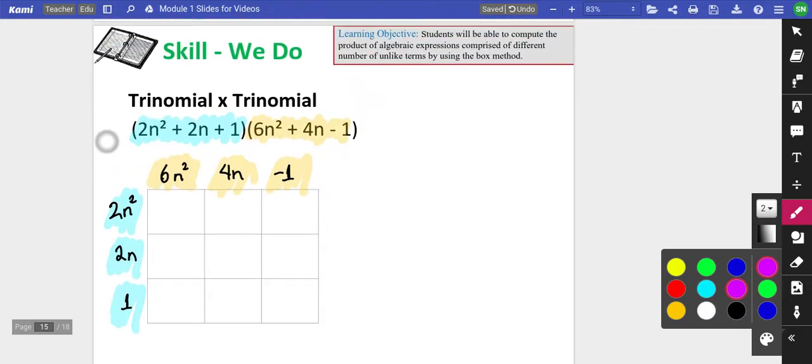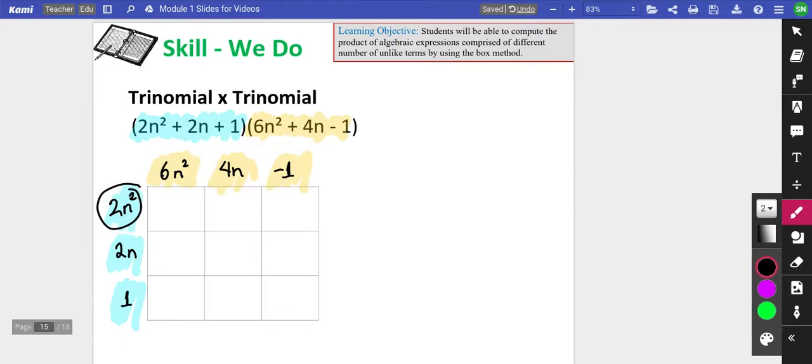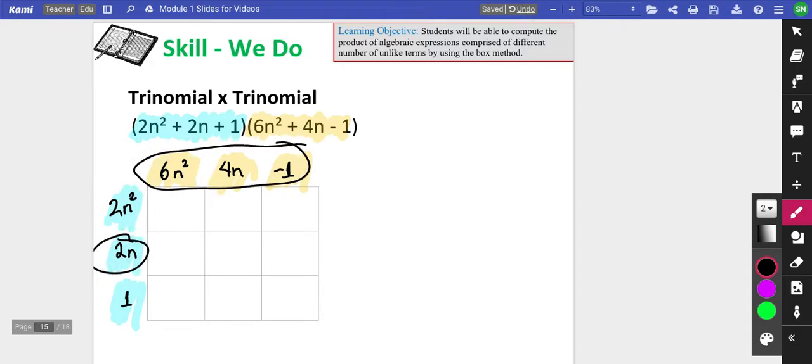Using the same method, we can easily do a more challenging problem such as this one. It would be the same thing. Multiply 2n squared times everything at the top to get the first row, then 2n times everything at the top to get the second row, and so on.